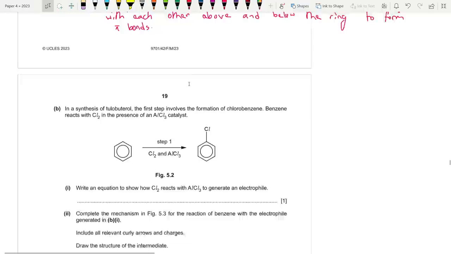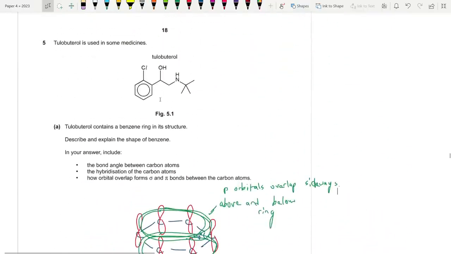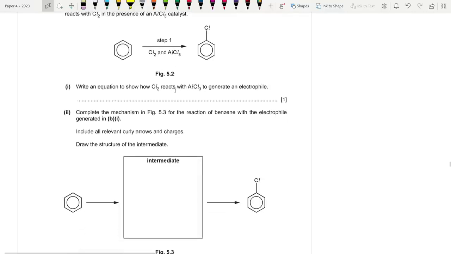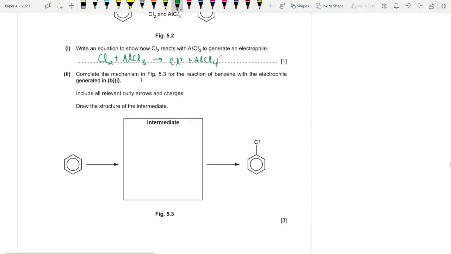In a synthesis of tiobuterol, this compound over here, what do we need? First, we need to halogenate the benzene ring. So show how Cl2 actually reacts with AlCl3 to generate the electrophile. Fine. This is pretty straightforward. Cl2 reacts with AlCl3 to form Cl+ and AlCl4-. Okay, so we just generated the electrophile. Now let's show the mechanism.